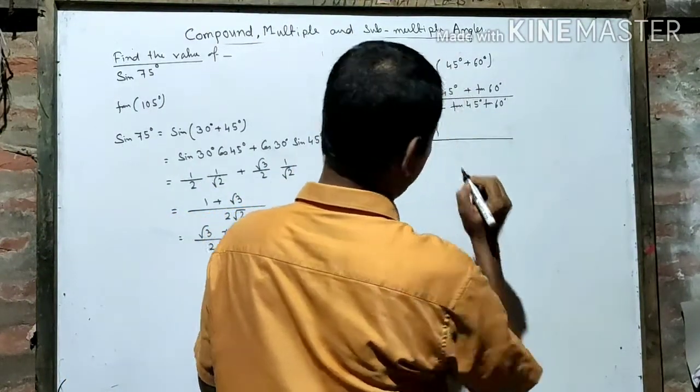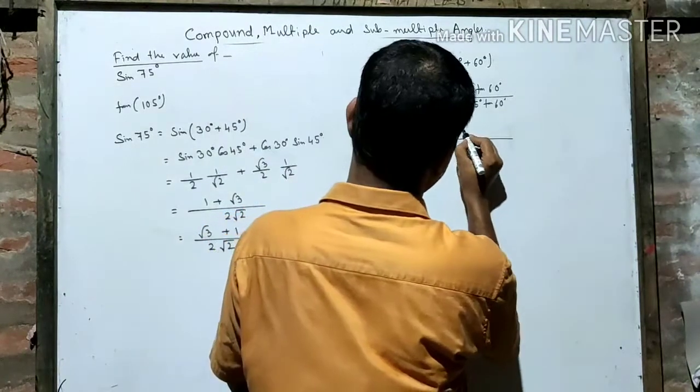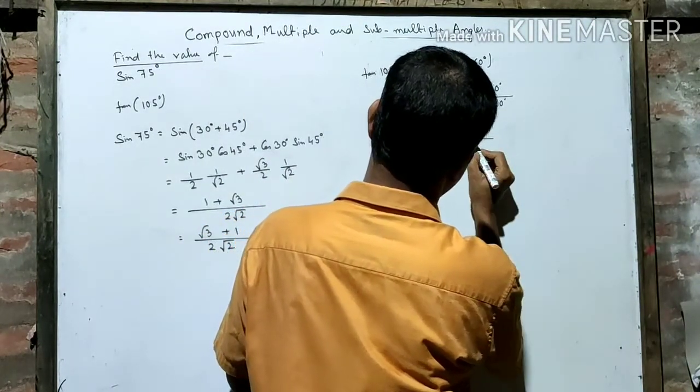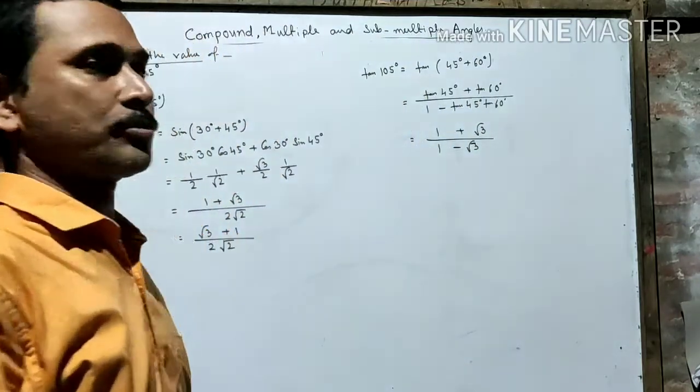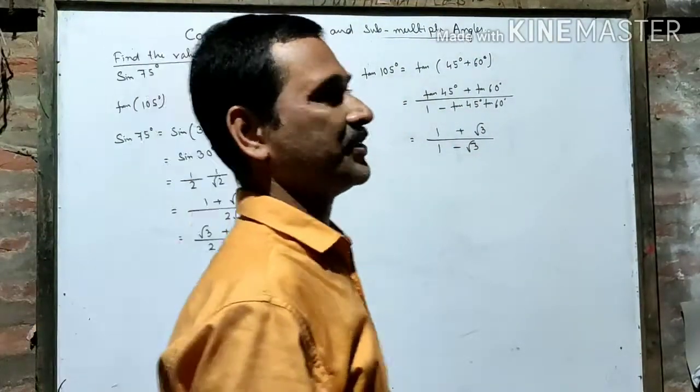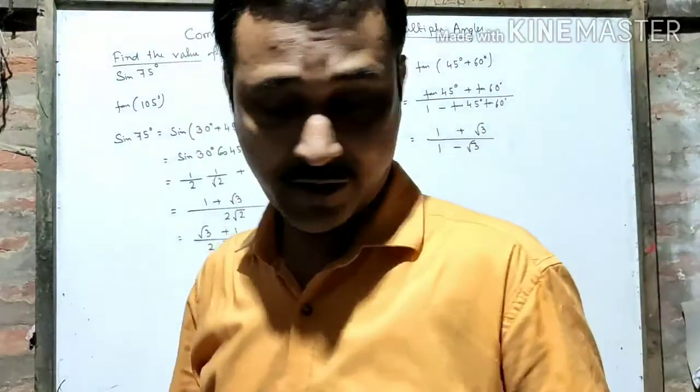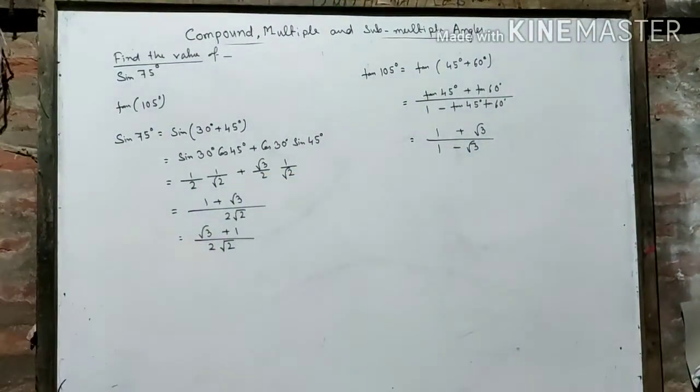Now you write the values. What is tan 45? Tan 45 is 1. What is tan 60? Tan 60 is root 3. So this is the value: 1 plus root 3 by 1 minus root 3. If needed, you may rationalize, but my objective is to use the formula.